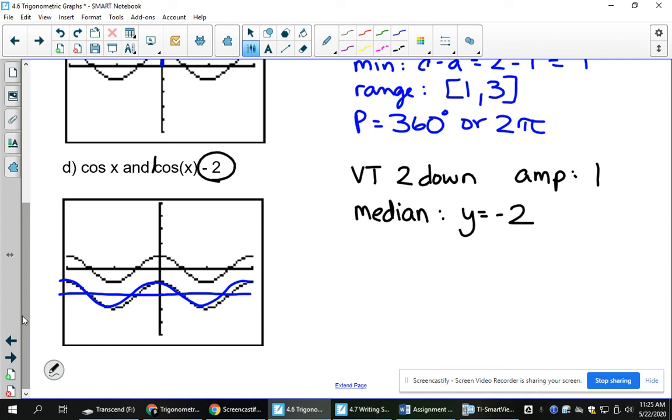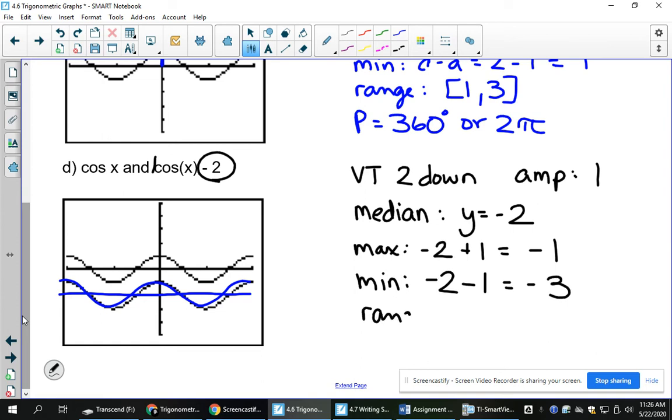That means nothing. It's that entire line through the graph. My max is going to be from my median, adding my amplitude. It's okay that it's still negative. My min is from my median minusing my amplitude.